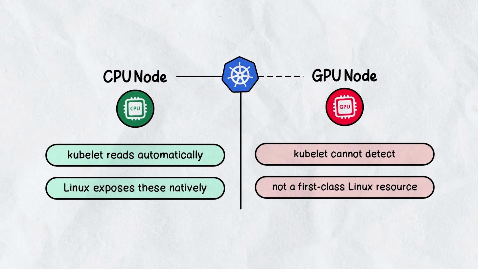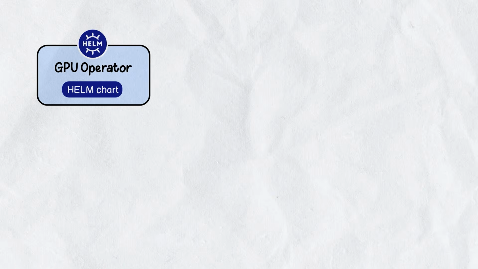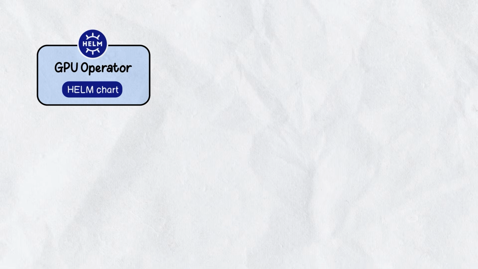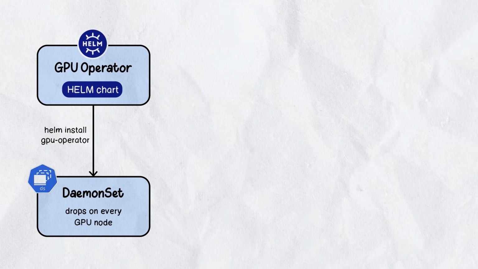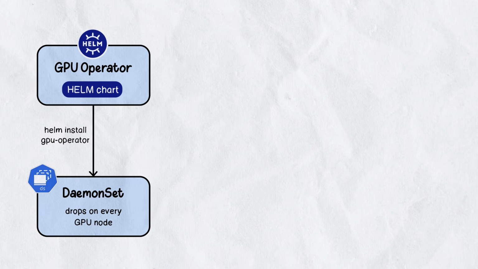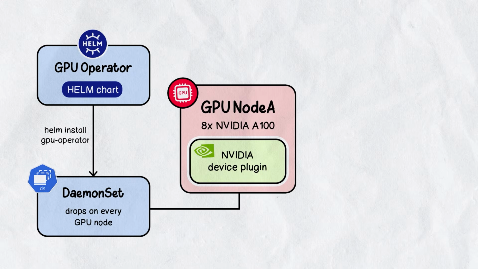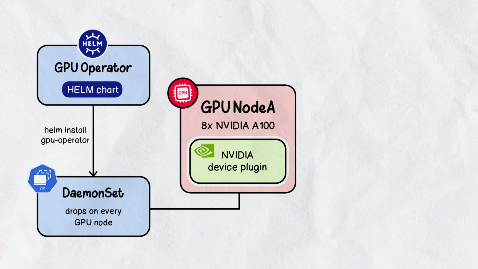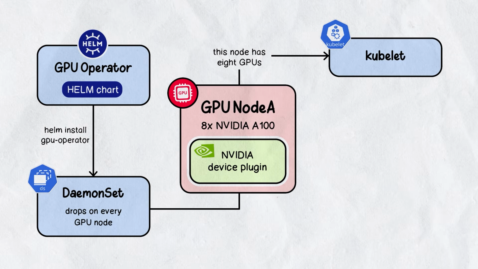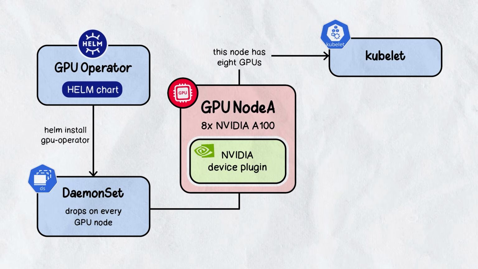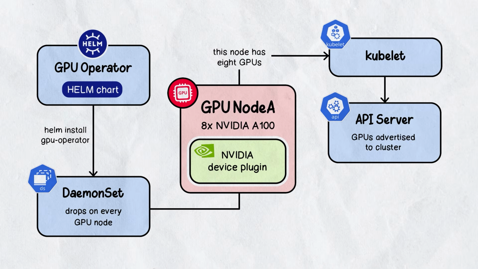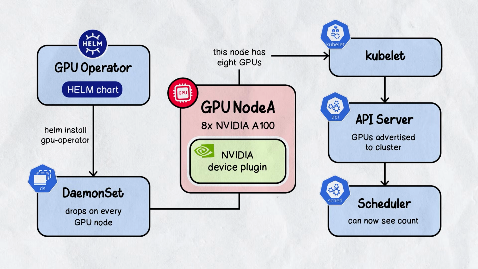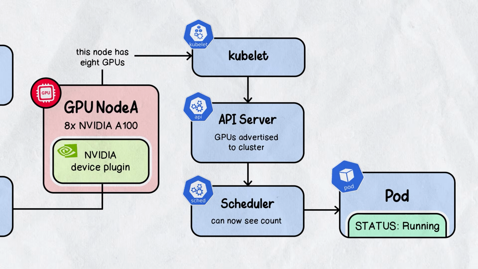So in order to fix that, you need to first install a GPU operator. It comes as a Helm chart, and once you run the Helm install command, it drops a daemon set on every node. Now the daemon set here installs an NVIDIA device plugin, which does one job. It talks to the kubelet and says that this node has 8 GPUs. Here they are. From that moment onwards, the node advertises those 8 GPUs to the API server. The Kubernetes scheduler can now see it, count it, and place workloads on it.